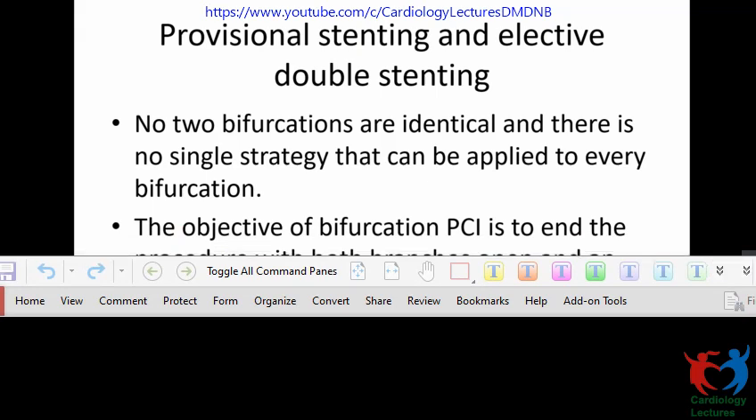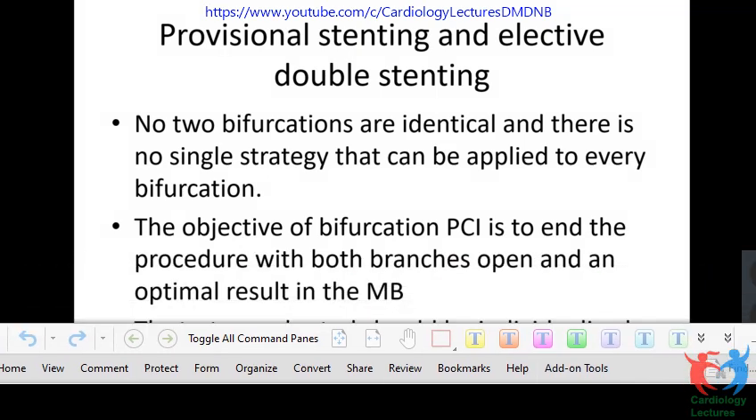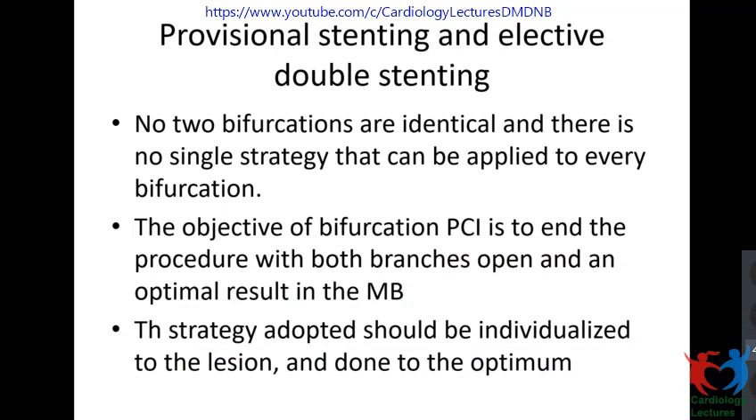The strategy which we adopt should be individualized. There is no specific rule that this strategy has to be used for this bifurcation. But the objective or the goal is always the same. That is, we require both the branches to be open and especially an optimal result in the main branch.